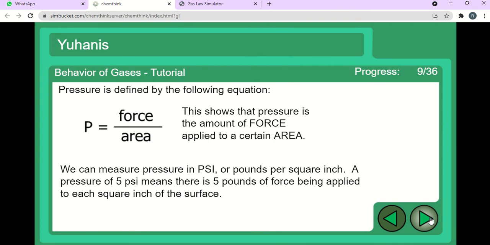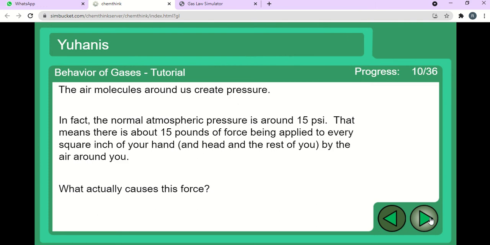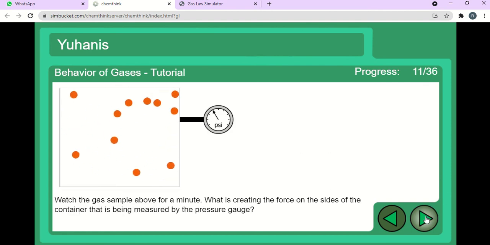Okay, pressure, force over area. The air molecules around us create pressure. In fact, the normal atmospheric pressure is around 15 psi. That means there is about 15 pounds of force being applied to every square inch of your hand and the rest of you by the air around you. Actually, there are collisions between the air and our skin. Actually, there is pressure on our skin. So how is this force produced?